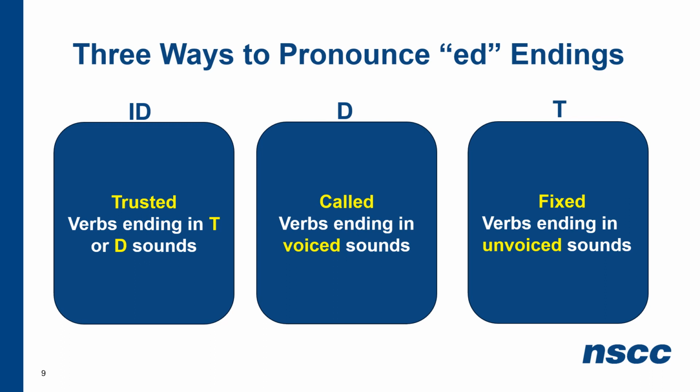For verbs ending in a voiced sound, these verbs will have an ending that is voiced. An example of this is the verb call. The verb call ends with the voiced L sound. Call in the past tense becomes called. For verbs ending in an unvoiced sound, these verbs will have an ending that sounds unvoiced. An example of this is the verb fix. The verb fix ends with an unvoiced sound. Fix in the past tense becomes fixed.